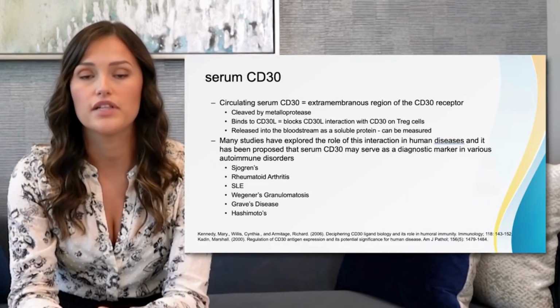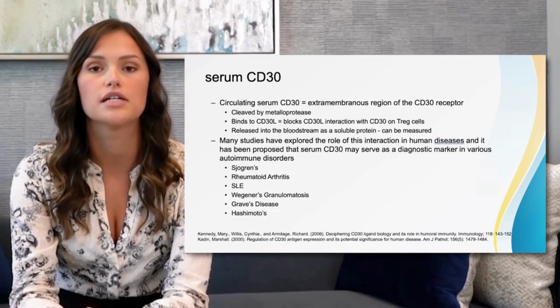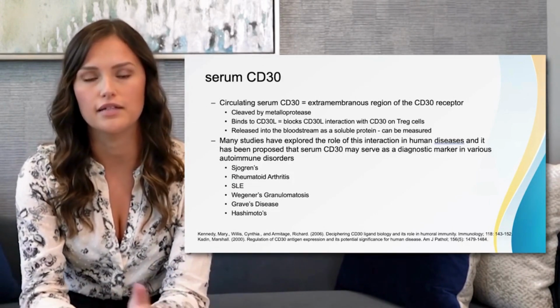But as Dr. Pryor mentioned, we are specifically looking at serum CD30 in the body. Serum CD30 is the extramembranous region of the CD30 receptor once it gets cleaved by a metalloprotease. When this occurs, it circulates in the tissue and can be released into the bloodstream where it can be measured. The problem with this, however, is that serum CD30 can still attach to CD30L. When it does this, it blocks further interaction with the CD30 receptors that are still attached to the T regulatory cells, which means that anti-inflammatory processes cannot occur.